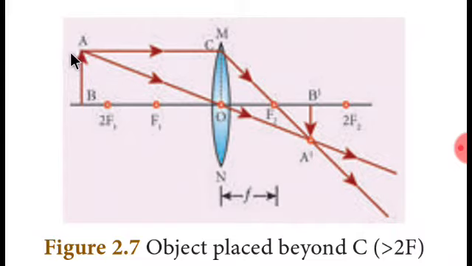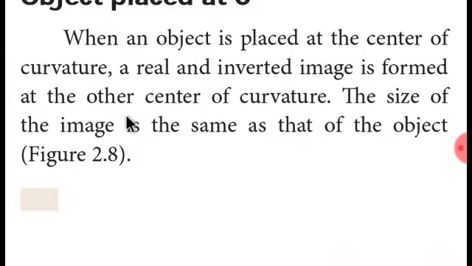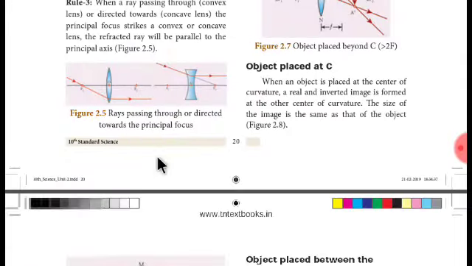You can see it here, right? This size and this size are greatly different. This one is bigger than this one, right? So definitely this statement is wrong. You can judge it. And here the statement is correct. The size of the image is same as that of the object.